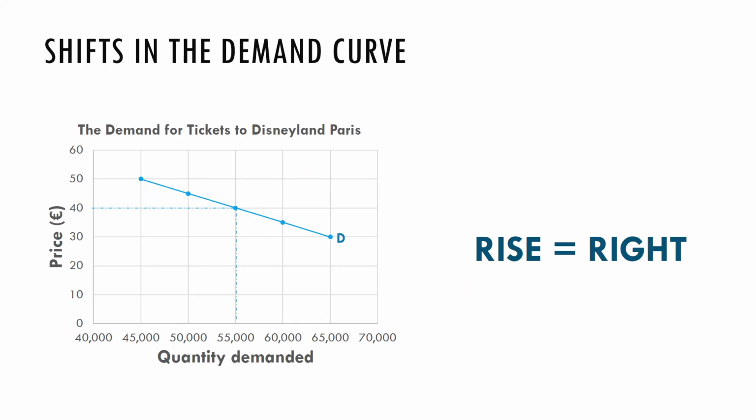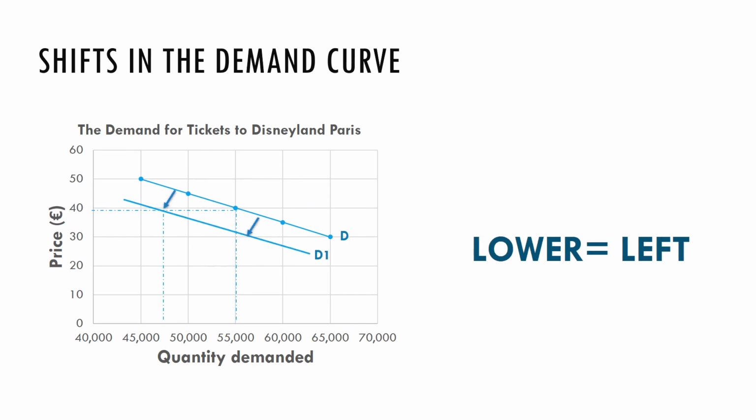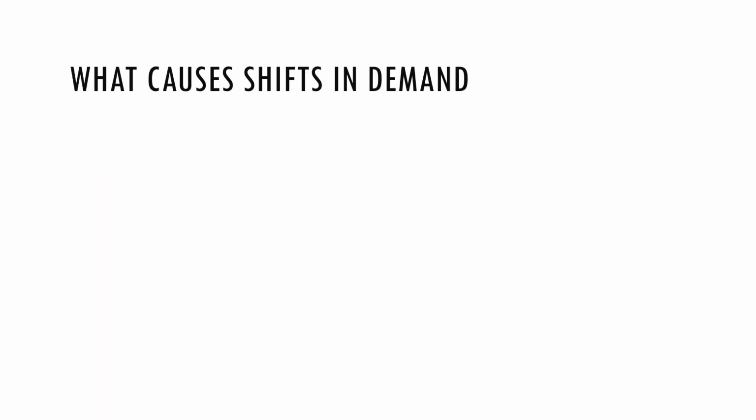Now, if any of these factors change, it's going to cause a shift in the demand curve. And if there's an increase in demand, a rise in demand, we're going to shift our demand curve to the right. So a change in any factor affecting demand other than price causes a shift to the demand curve. And here we've got a shift in demand to the right. What that means is that consumers would wish to buy more of our products at a given price. So for example, here at 40 euros, originally they were buying 55,000 tickets, but now at 40 euros with an increase in demand, they would buy 65,000 tickets. If there's a fall in demand, we see the opposite. We would say lower demand shifts to the left.